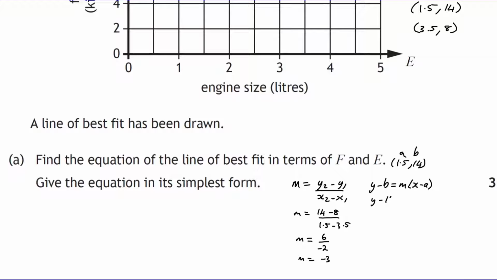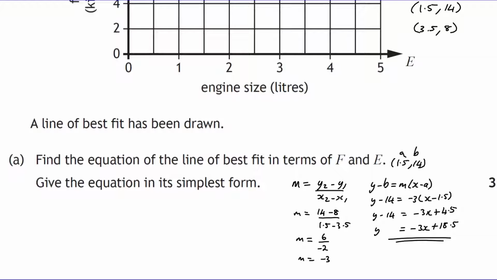So y minus 14 equals m, which was negative 3, bracket x minus 1.5. And I'm just going to simplify that. So y minus 14 equals negative 3x plus 4.5. And then I'm going to add 14 to both sides to get y equals negative 3x plus 18.5.